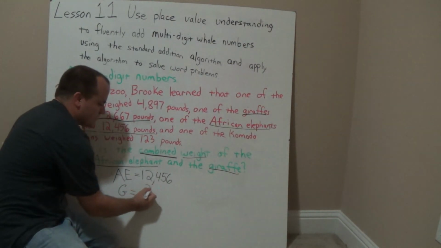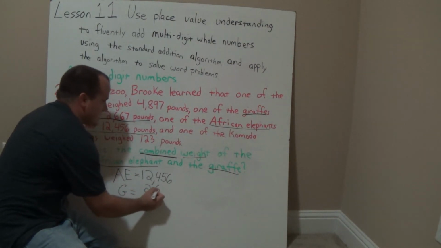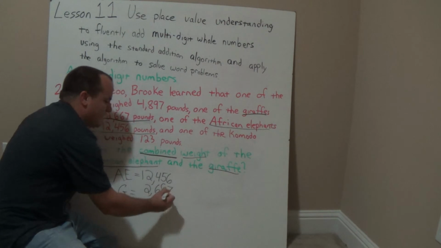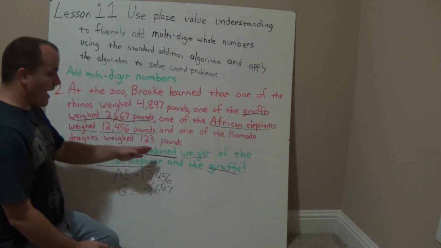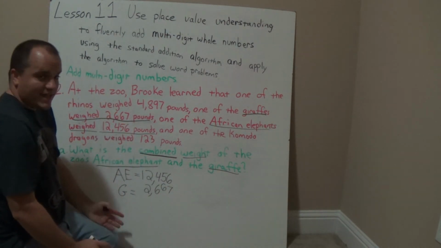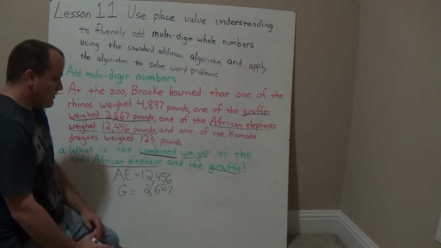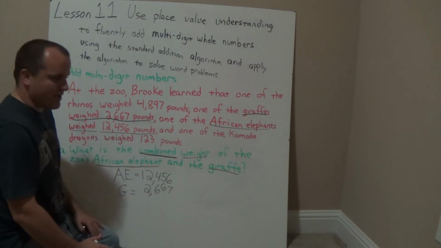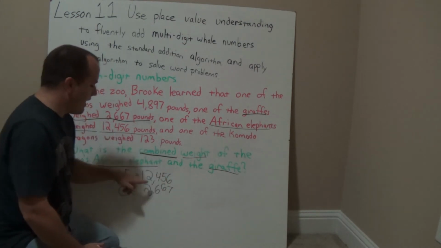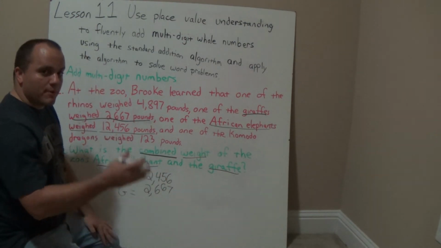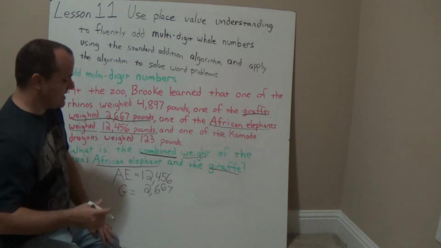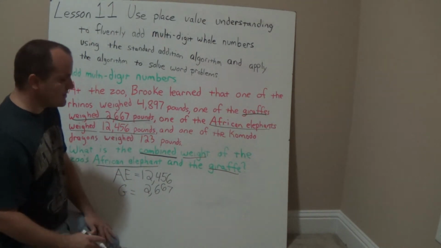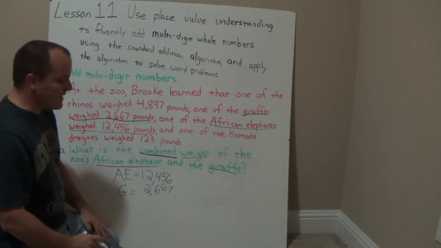2,667 pounds. I remember when I combine things, that means I just add them up. So all I'm doing in this problem, really, all these words here just mean add the African elephant and the giraffe up. So I'm going to scoot over here, and I'm going to add these up, making sure that I put my ones with my ones, my tens with my tens, my hundreds with my hundreds, my thousands with my thousands, and my 10,000s with my 10,000s.